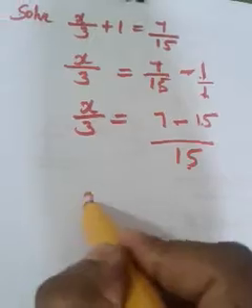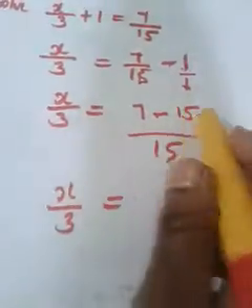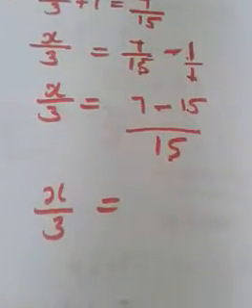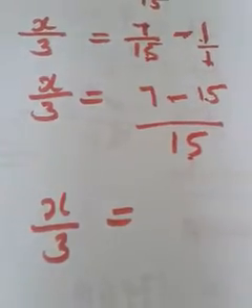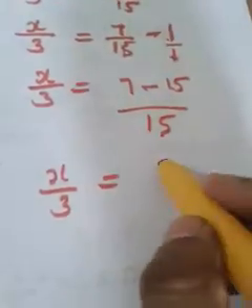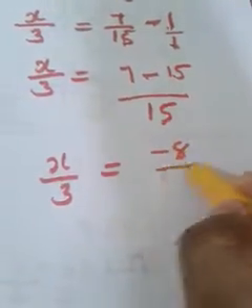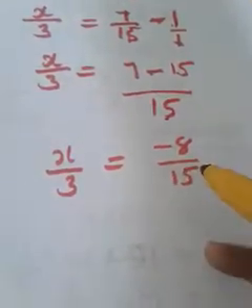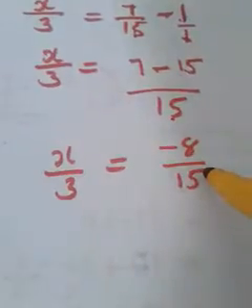Okay, so we got x by 3 as 7 minus 15. 7 minus 15 is minus 8 by 15. So we got x by 3 as minus 8 by 15.